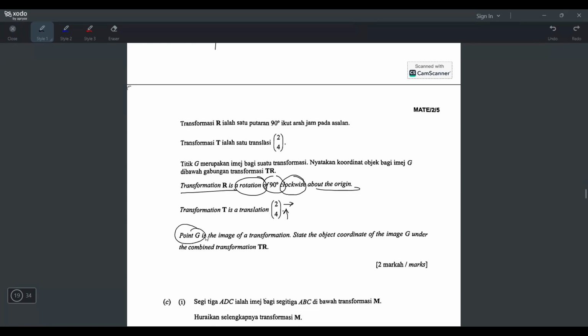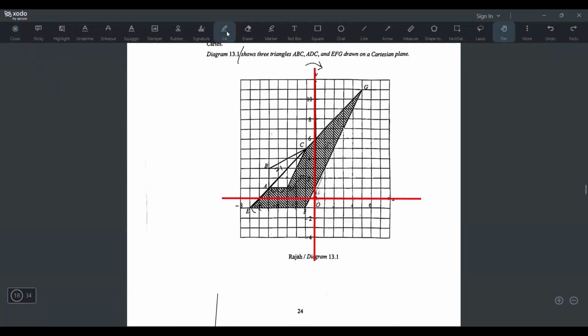Okay, point G is the image of a transformation. So now they give you the image, not the object, the image. So they say image is point G. State the object of G. So they want to find the object under combined transformation TR. So let's go and find point G first. Point G is at, where is it? It's at 5, 11. Yeah. So 5, 11 is the image.